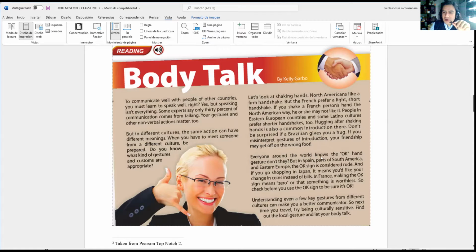Everyone around the world knows the OK hand gesture, don't they? But in Spain, parts of South America and Eastern Europe, the OK sign is considered rude. And if you go shopping in Japan, it means you like your change in coins instead of bills. In France, making the OK sign means zero, or that something is worthless. So check before you use the OK sign to be sure it's okay.